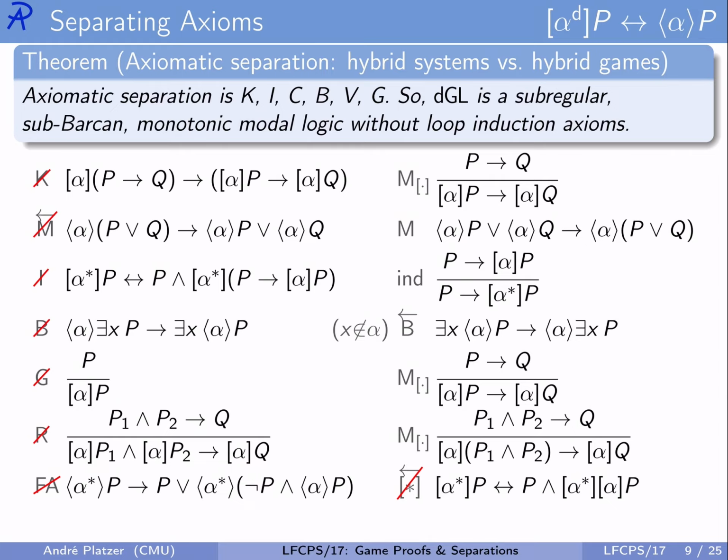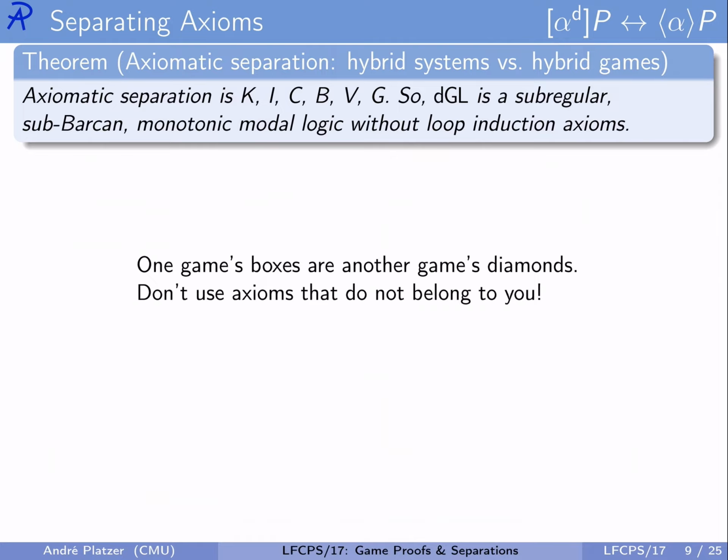For example, for the first arrival, in particular the backwards induction axiom, the unrolling of a loop at the end is perfectly legitimate both for box and diamonds in hybrid systems, but it's really not okay for hybrid games. You can unroll in the front, but you cannot unroll in the back because that would be early warning of termination. Don't use axioms that do not belong to you in hybrid games for reasoning. Just always be very careful what you're doing.